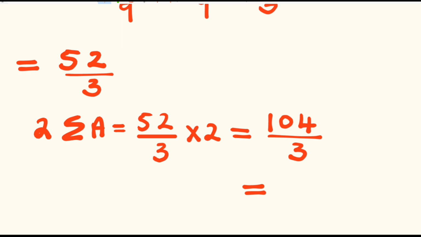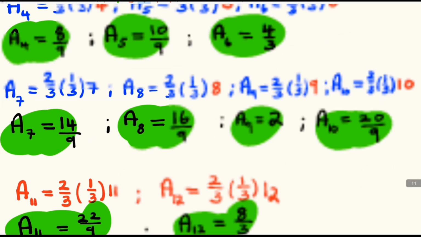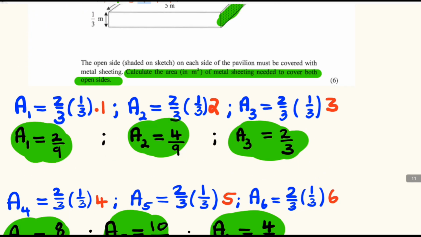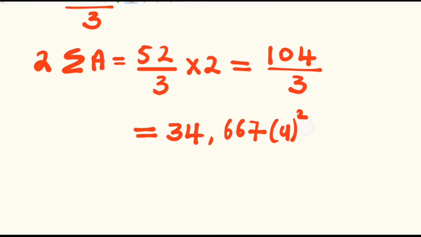34.666. So we can just write this as 34.667 unit square. So this will be our area, but I think we were given centimeters, or we were given meters. So we will have 34.667 meter square.